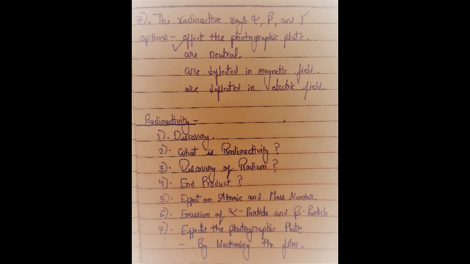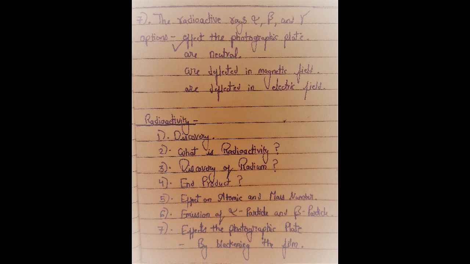Now nuclear fusion. When two or more light nuclei combine together to form a heavy nucleus, it is called nuclear fusion. For nuclear fusion, a temperature of the order of 10^8 Kelvin is required. Hydrogen bomb was made by American scientists in 1952. This is based on nuclear fusion. It is 1000 times more powerful than atom bomb.